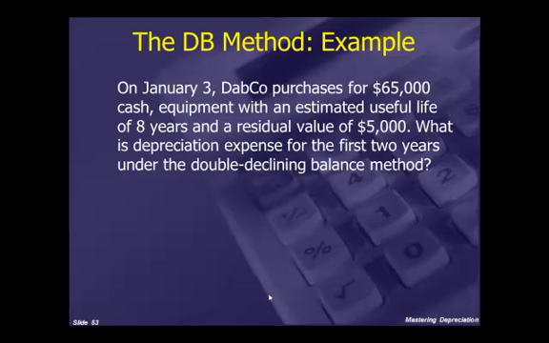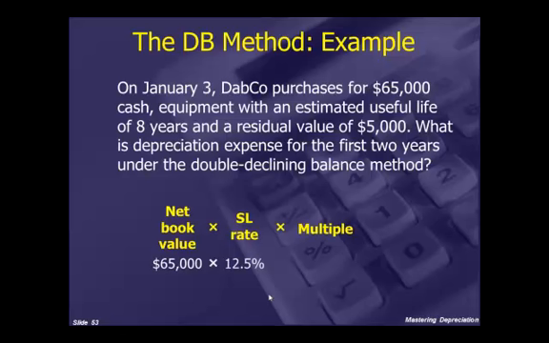On January 3rd, Dabco purchases for $65,000 cash equipment with an estimated useful life of 8 years and a residual value of $5,000. What is depreciation expense for the first 2 years under the double declining balance method? Well, we're going to take the net book value times the straight line rate times the multiple. This is $65,000. That's the net book value we start with.